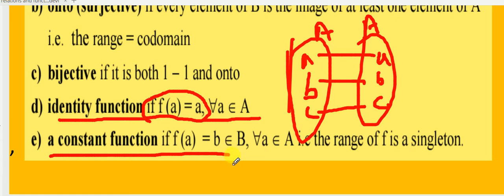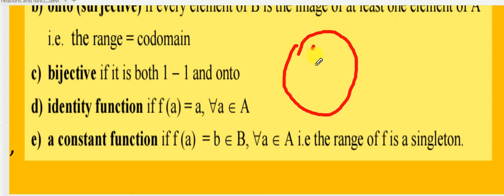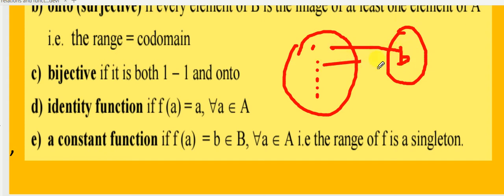Now let us see what a constant function is. If f(a) = b, where b belongs to B, for all a belonging to A, that is, the range of f is a singleton set. A singleton set means it contains only one element. All elements here are mapped to a single element, say b. Such a function is called a constant function.